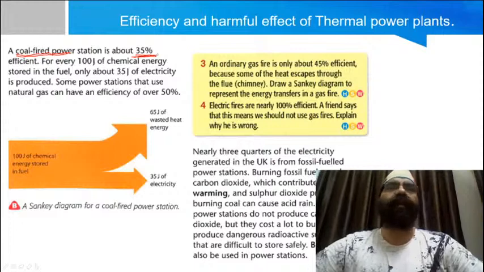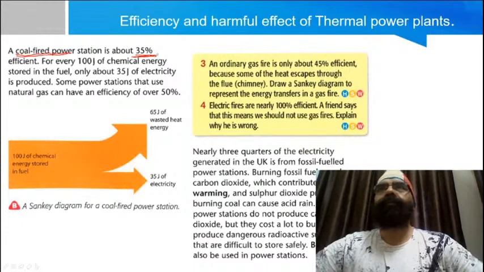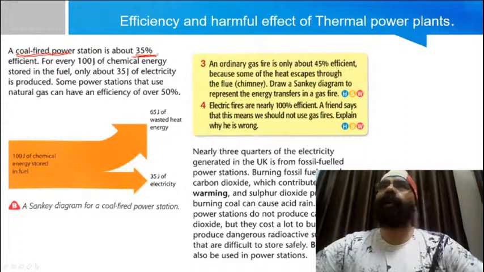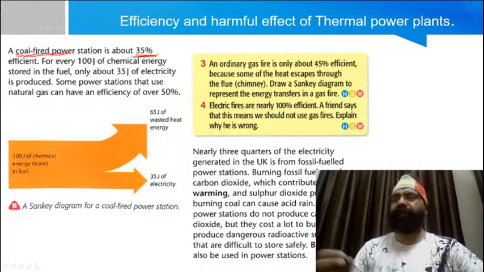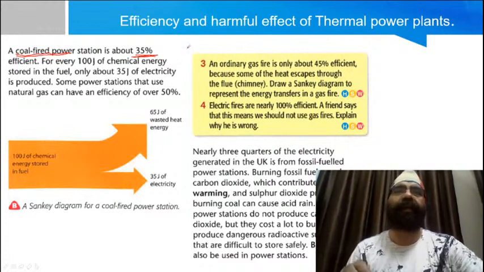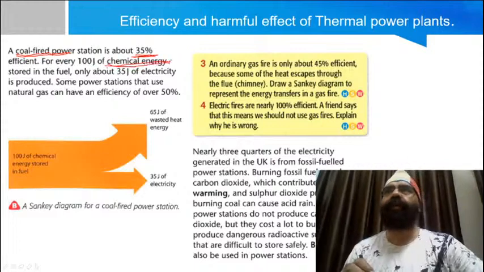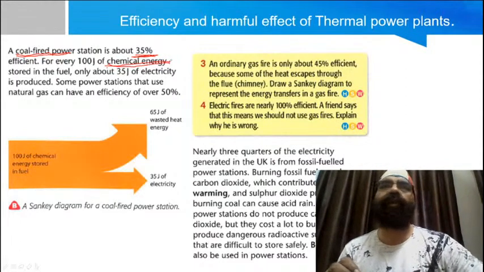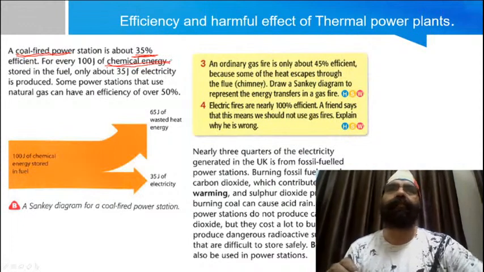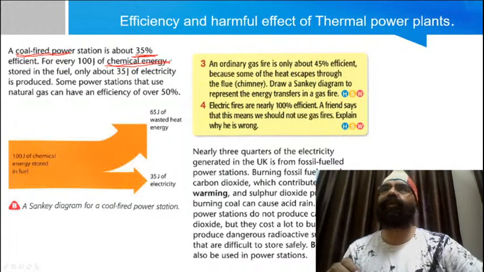Taking long this time. Shall we continue? I'll tell you, okay? Coal, it's written also over there, you can see. Coal contains chemical energy. Here it's written in the second line. Coal contains chemical energy. So what energy transformation are we seeing in this? In this, chemical energy is getting changed into electrical energy.